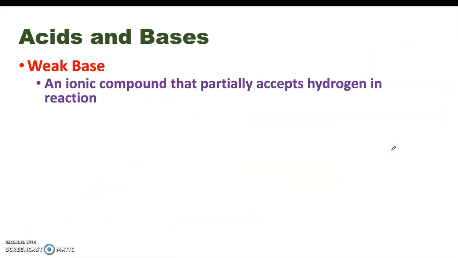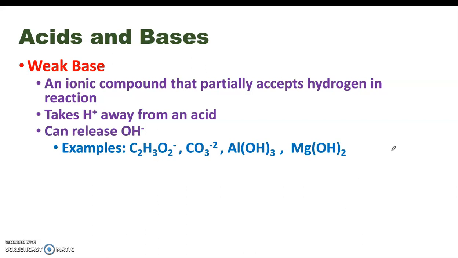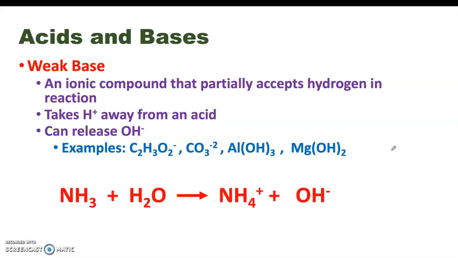Now a weak base is very similar. It only partially accepts hydrogens. So it takes H plus away from an acid, or it can release OH, but it doesn't completely dissociate. Here are some examples of weak bases. You'll notice here, though, magnesium is actually in the second group. That one is an exception to the rule from the previous slide.